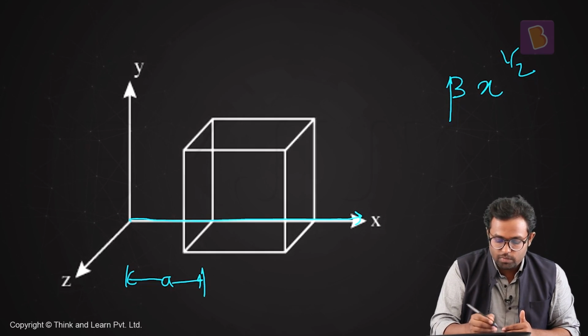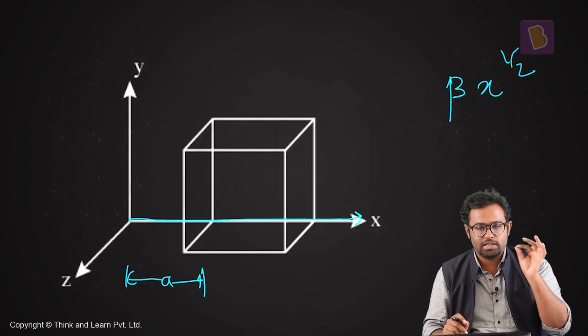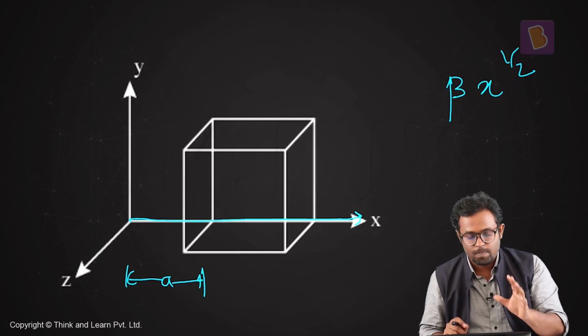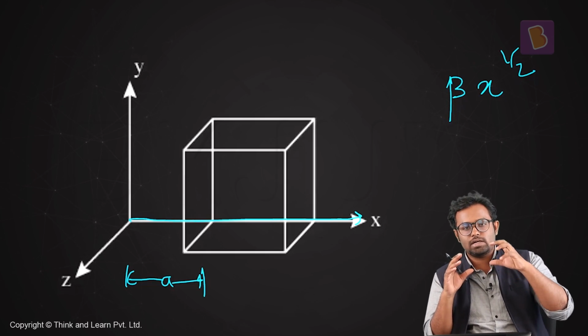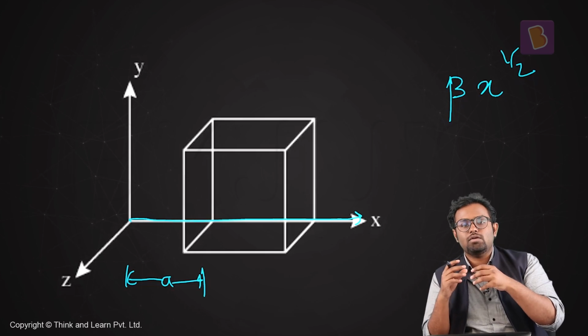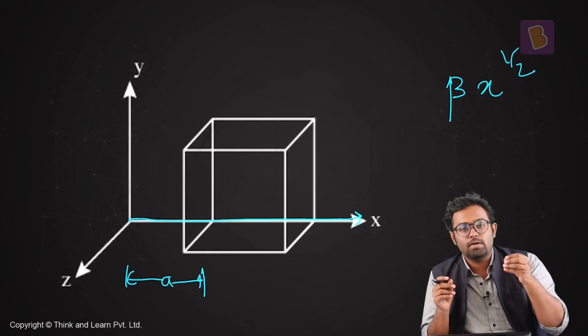Every time I get a question where I hear the words charge enclosed, the only thing that clicks to my mind is electric flux. So what I'm going to do is find the electric flux over this cube, and then use Gauss law to find the charge enclosed.